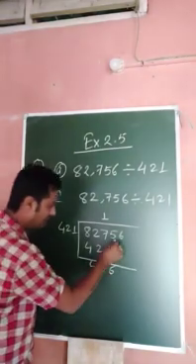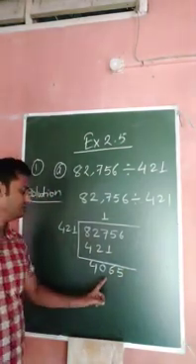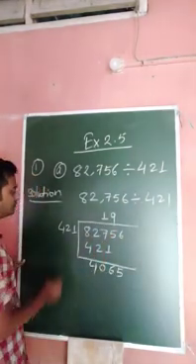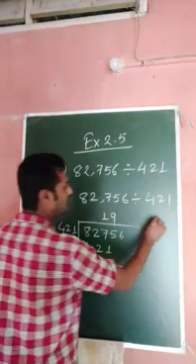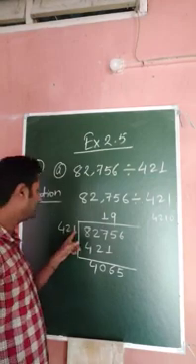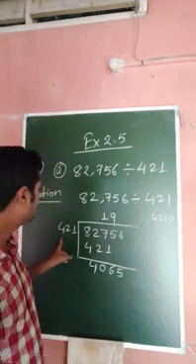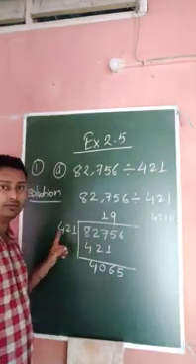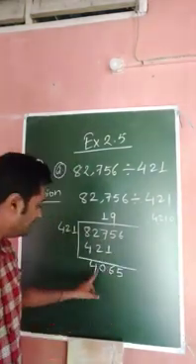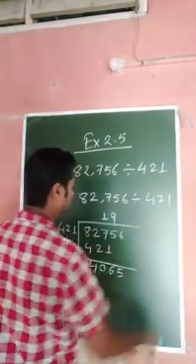Now this 5 comes down, so this one is 421 and this one is 4065. Now you have to multiply 421 by 9, because 421 into 10 becomes 4210. All of you know that if you multiply a number by 10, then 0 comes to the right side of that number. But 4210 is greater than 4065, so you have to multiply by a number smaller than 10, that means by 9.